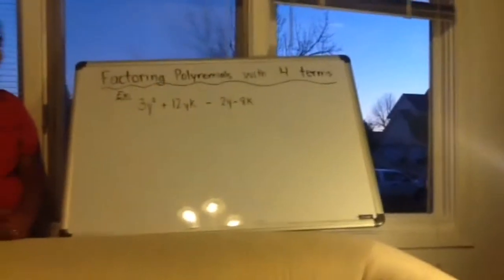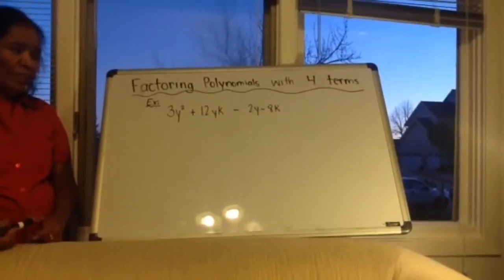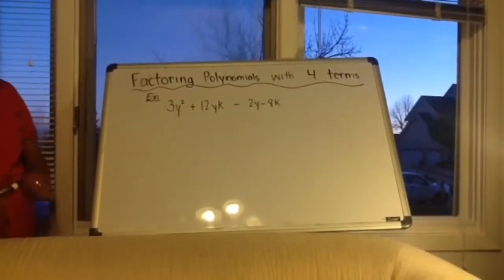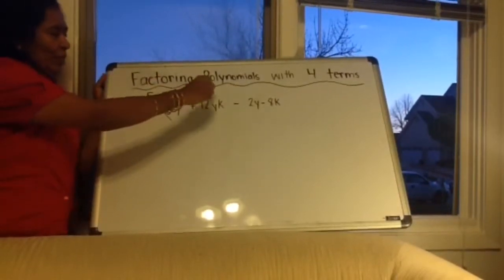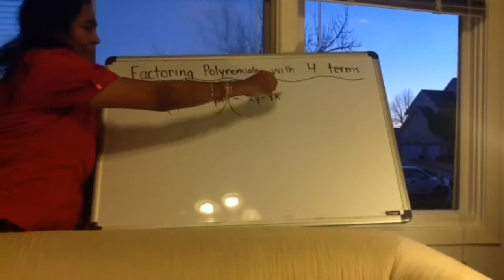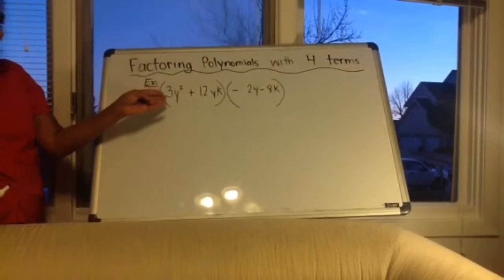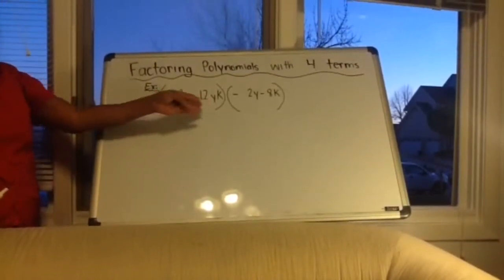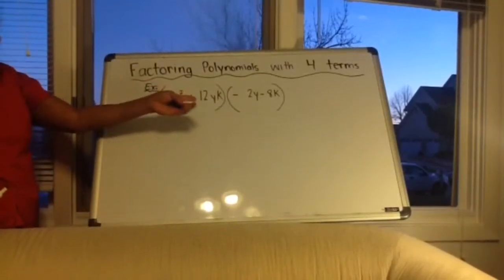Ready? Let me demonstrate how to factor a polynomial with an example. The first thing you need to do is group the first 2 terms together and the last 2 terms together. Then you ask, what is the common factor that goes evenly into both of them? There is a 3 and there is a 12.